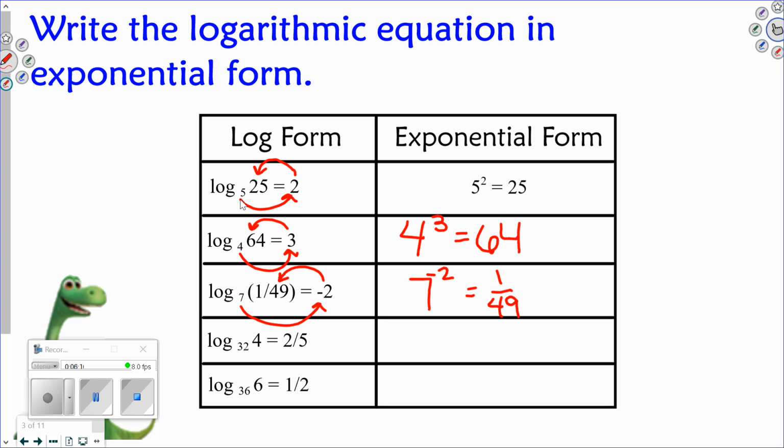All right, log base 32 of 4 equals 2/5. 32 to the 2/5 equals 4. Stop and think for a minute. What does 2/5 for an exponent, what does that mean?